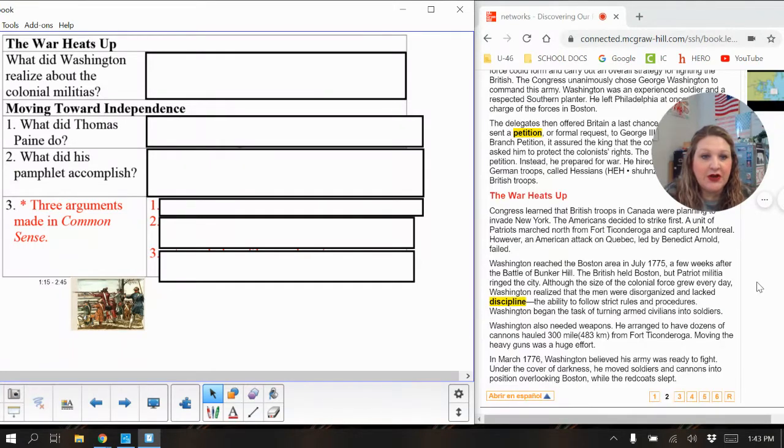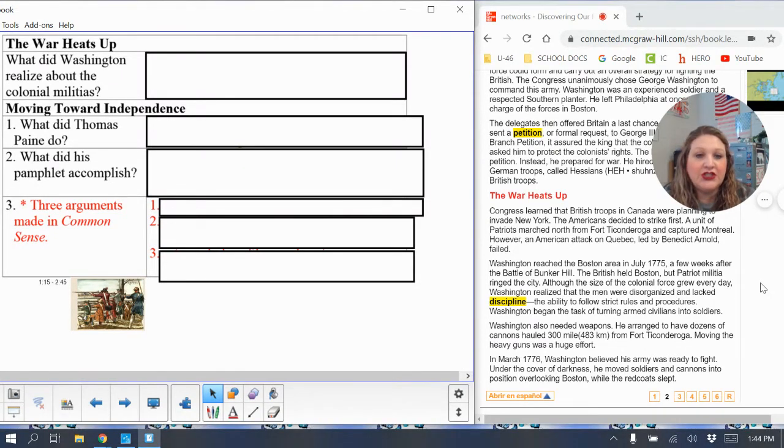Washington reached the Boston area in 1775, a few weeks after the Battle of Bunker Hill. The British held Boston, but Patriot militia ringed the city. Although the size of the colonial force grew every day, Washington realized that the men were disorganized and lacked discipline, the ability to follow strict rules and procedures. Washington began the task of turning armed civilians into soldiers.